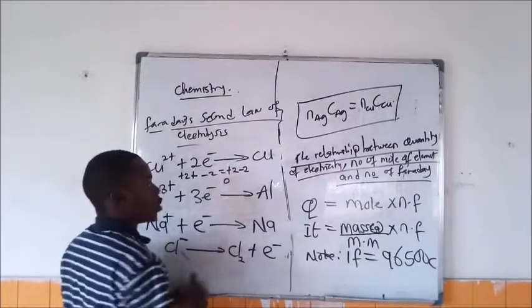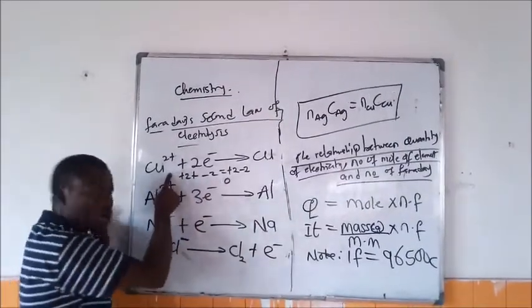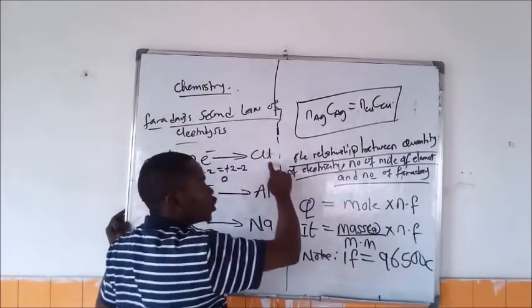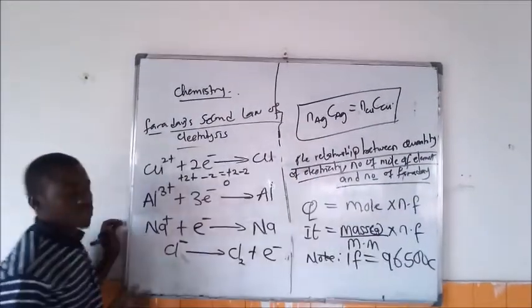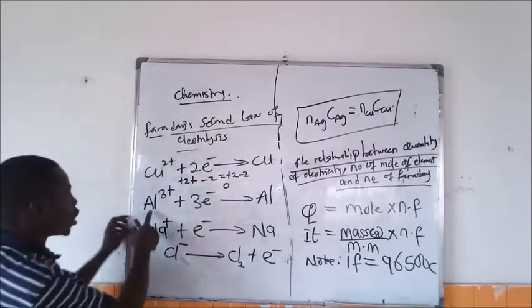So that means on the left hand side, the total charge is equivalent to 0. The total charge on the right hand side is equivalent to what? Equivalent to 0. So that means it is balanced ionically.